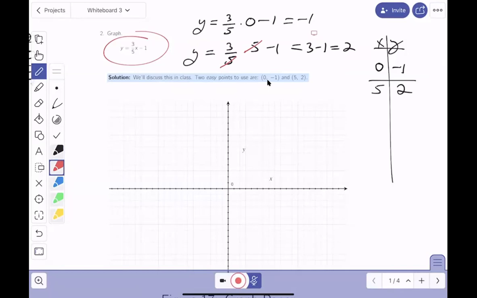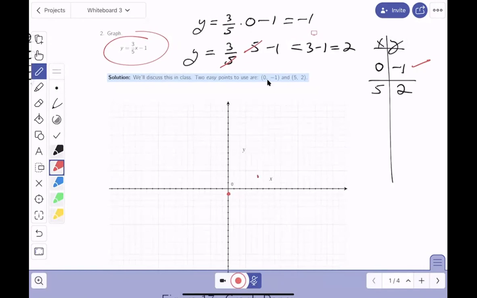Let me plot the points. I make mistakes sometimes. I want to encourage students that do make mistakes, please try to correct the mistakes before it overwhelms you when you get to the exams. So 0, minus 1, and then 5, 2. Again, I hate counting, by the way, but I have to count over 5. 1, 2, 3, 4, 5, and then go up 2.